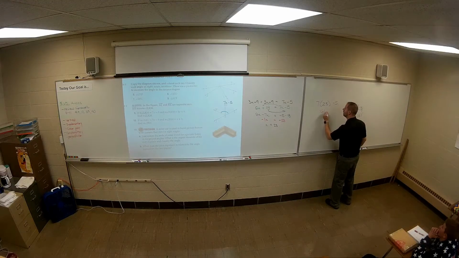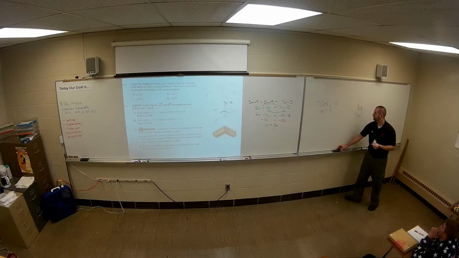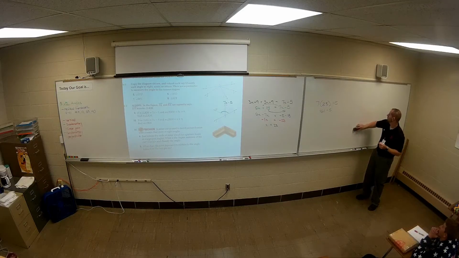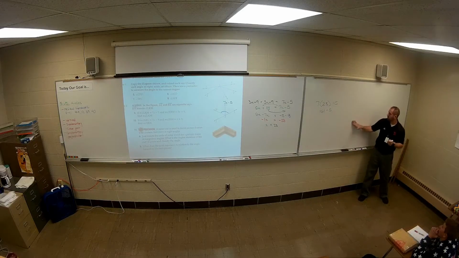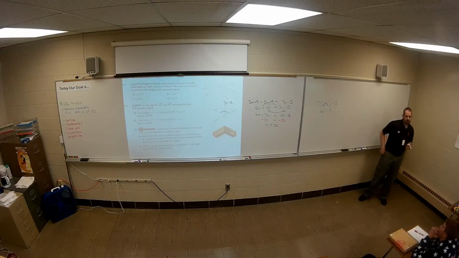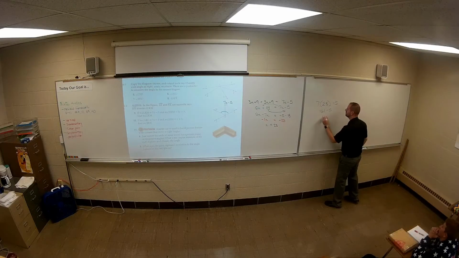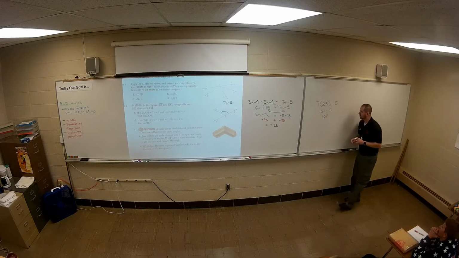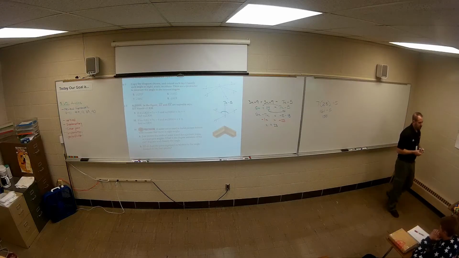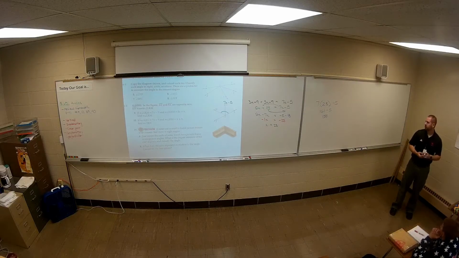So 7 times the 23 minus 5. Now 7 times 23, just off to the side. 7 times 23, off to the side. That's a 21, carry a 2. That's a 14 plus 2 is 161. And we're going to subtract 5. And what's 161 minus 5? 156.